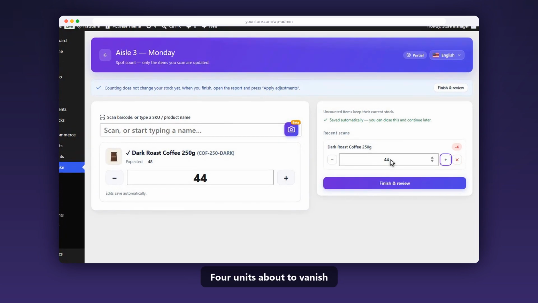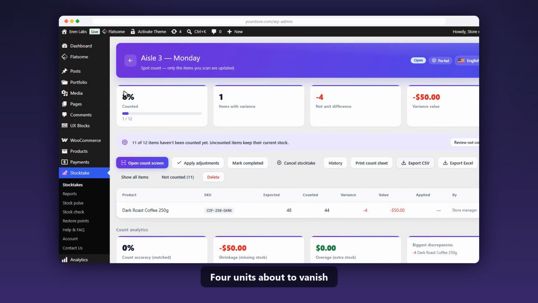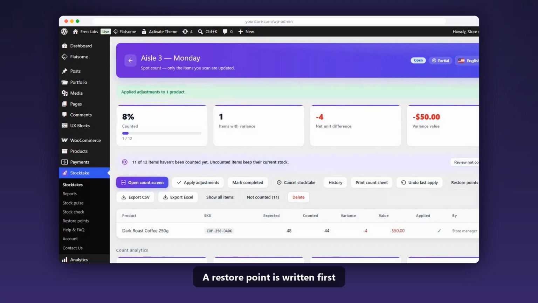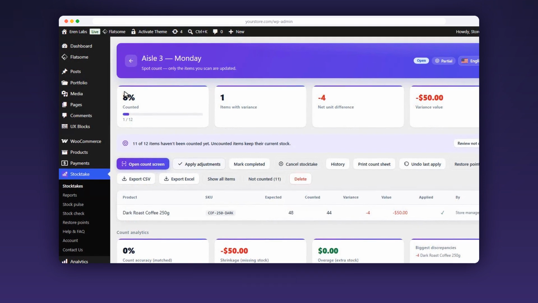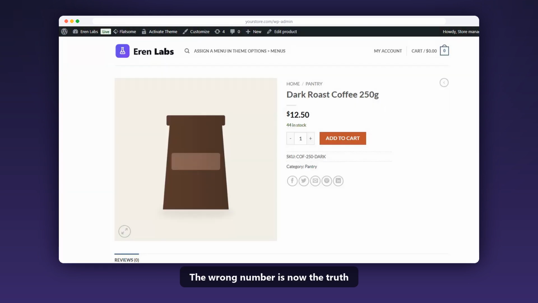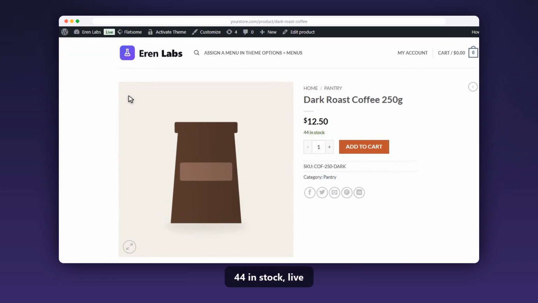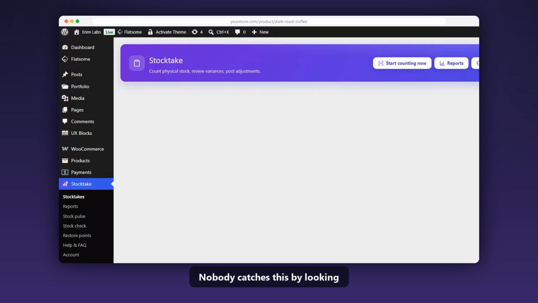Now it goes to stock. 4 units that do not exist are about to disappear. And before it does, a restore point is written. Remember that. Applied. 2 seconds of work, and the wrong number is now the truth. 44 in stock, live to customers. Nobody is going to catch this by looking at the shop.